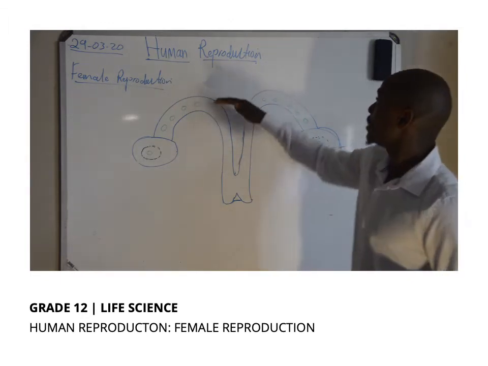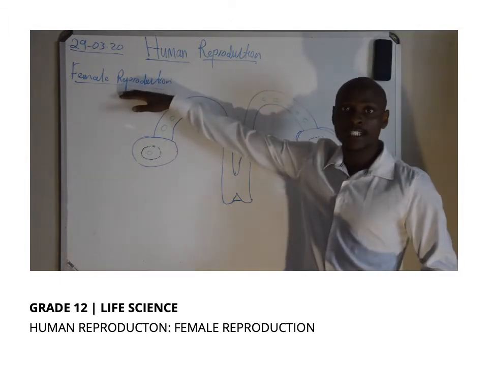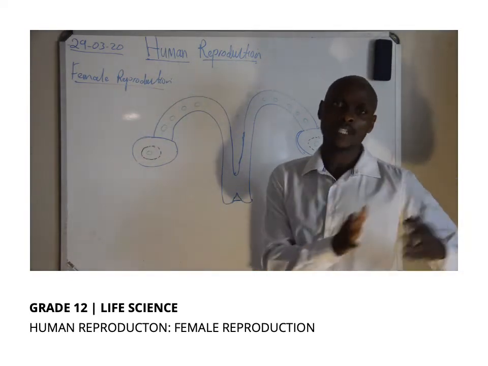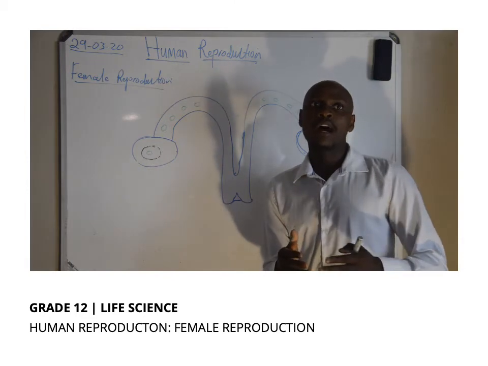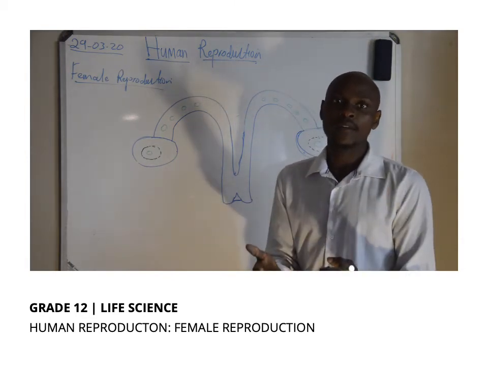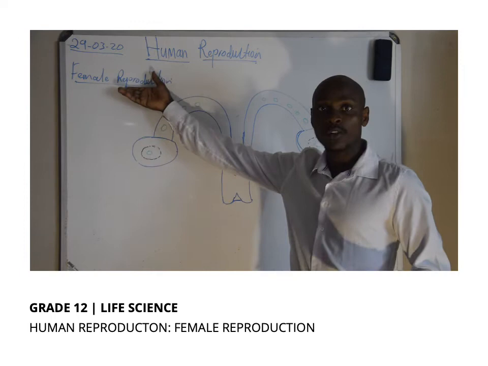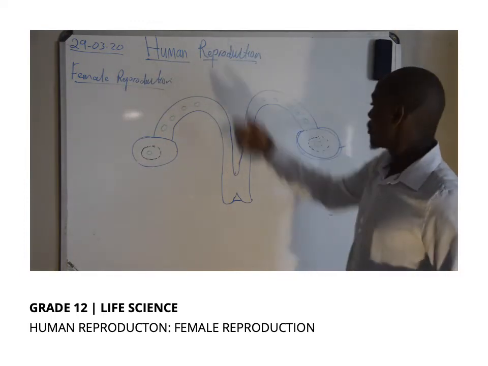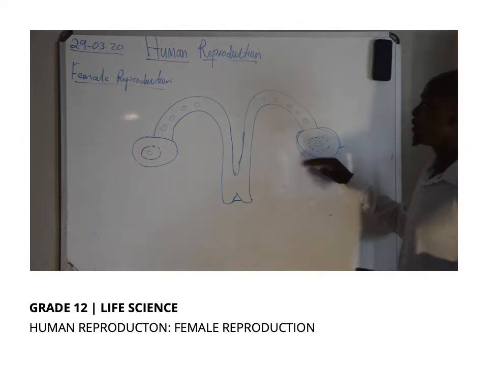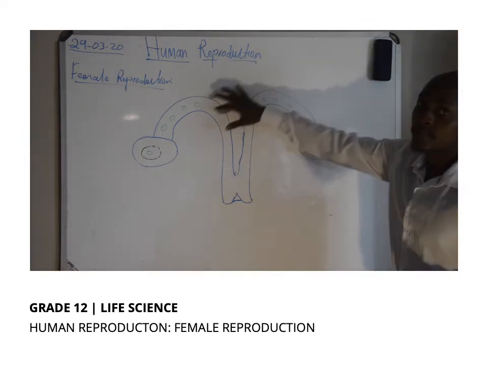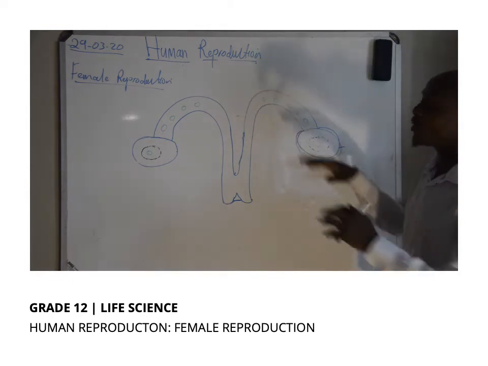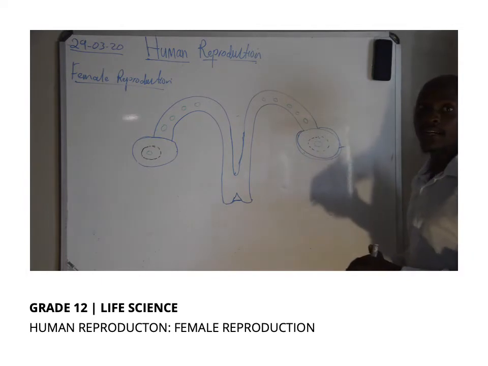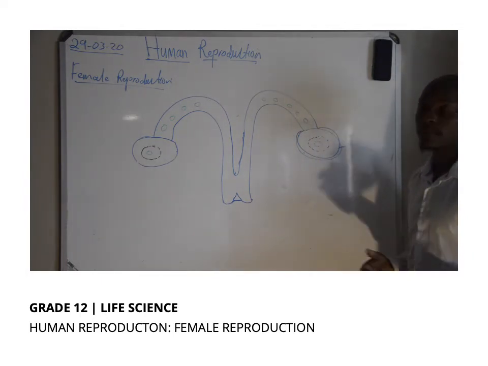So now I want to deal with female reproduction. What happens in females in order for reproduction to take place? Or how do we prepare for reproduction on the female side? So I'll start by talking to you about this structure that represents a female and all the processes that take place within the female during the preparation for reproduction.